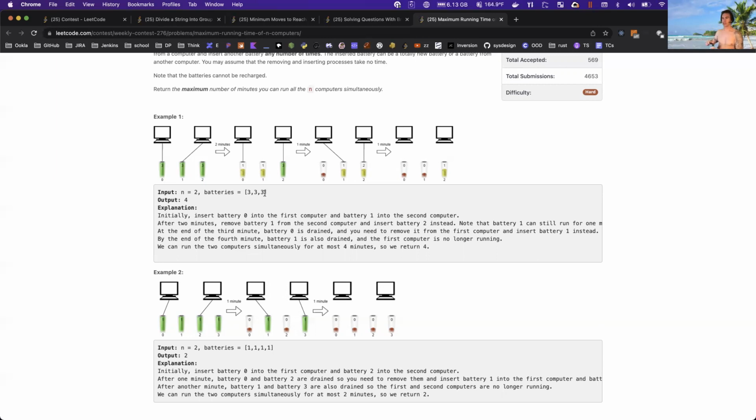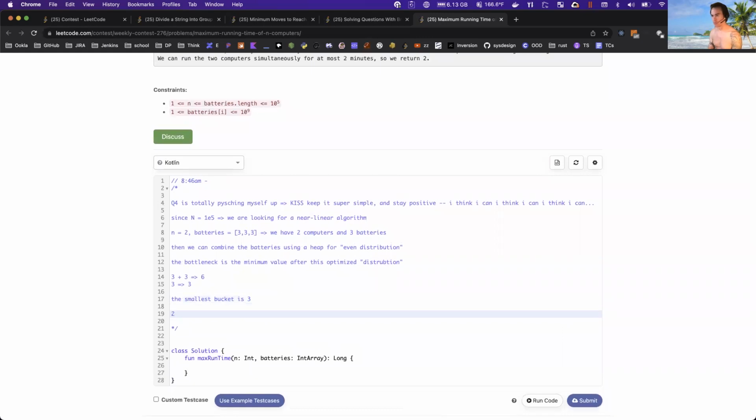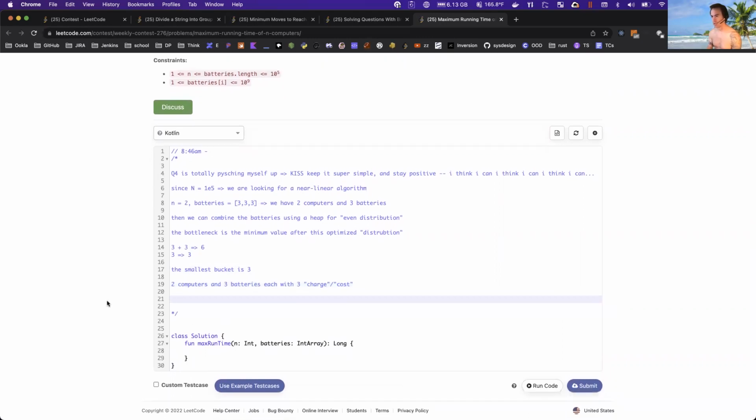What if batteries was our queue? What if we just swapped them each minute? Let's just do a simulation. All right, we have 2 computers and 3 batteries, each with 3 charge. Once it's zero, it's useless. What if we round robin every time? All right, so after minute 0, we have 3, 3, 3.